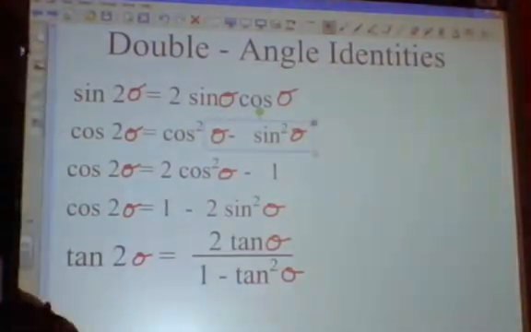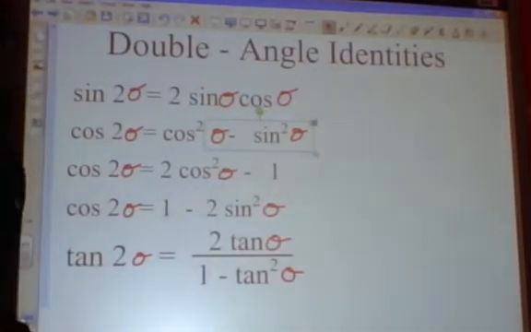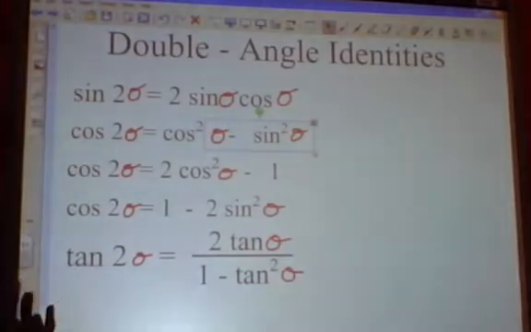All right, section 7.4. This is dealing with double angle and half angle identities. So first off, we're going to look at the double angle identities, and we have these here. We have sine 2 theta equals 2 sine theta cosine theta.